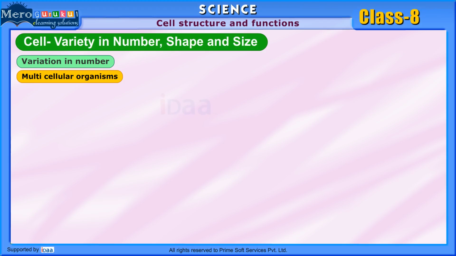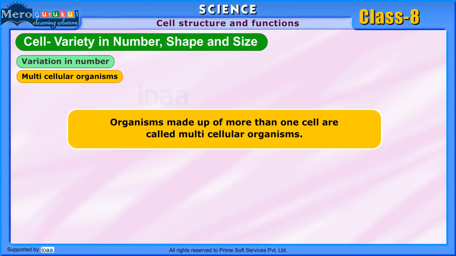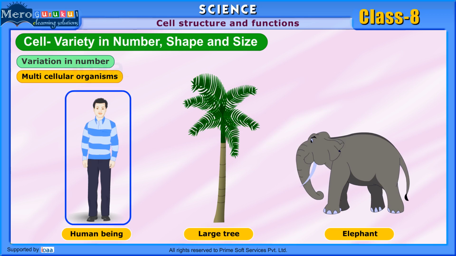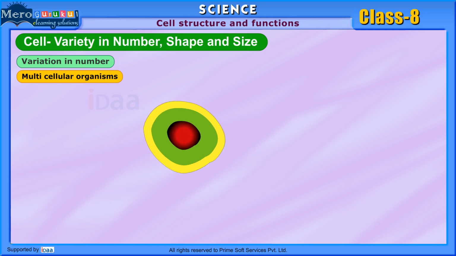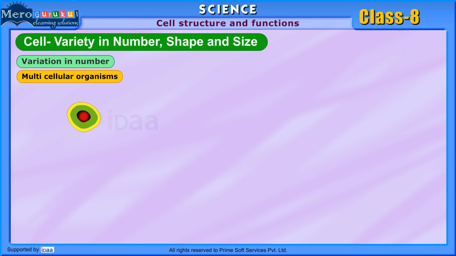Multicellular organisms. Organisms made up of more than one cell are called multicellular organisms. Example: human beings, a large tree, an elephant, etc. In multicellular organisms, the cell is the lowest level of organization.